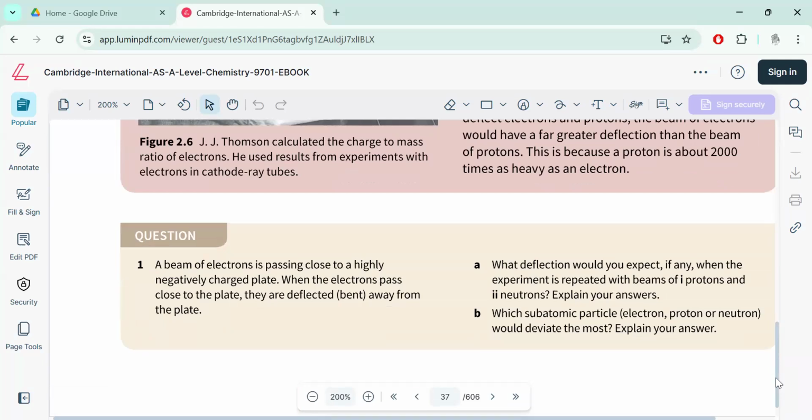Question number one: a beam of electrons is passing close to a highly negatively charged plate. When the electrons pass close to the plate, they are deflected, or you can say bent away from the plate. So here are the questions. A, what deflection would you expect, if any, when the experiment is repeated with beams of protons and neutrons? Explain your answers. And B, which subatomic particle, electron, proton, or neutron, would deviate the most?